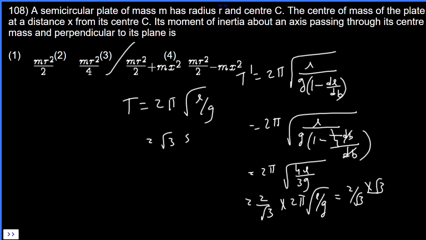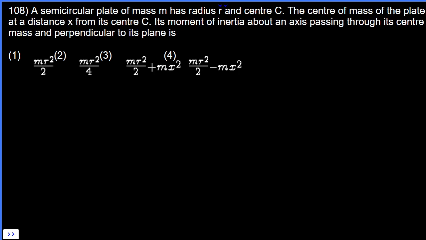Next problem is 108. A semicircular plate of mass m has radius r and center c. The center of mass of the plate is at a distance x from the center c. Its moment of inertia about the axis passing through the center of mass and perpendicular to its plane. We have to calculate the moment of inertia.